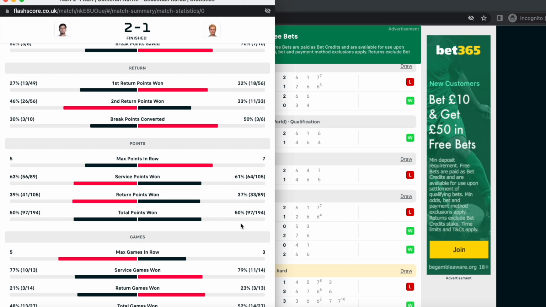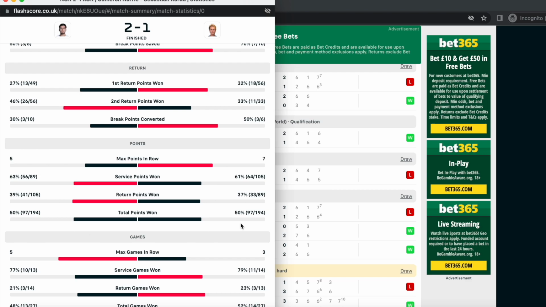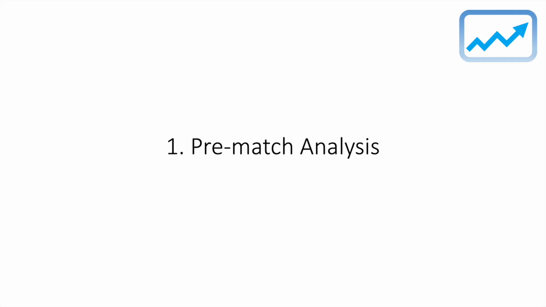So in your analysis, will that really go down as a loss? He's actually won 50% of the total points, which is quite incredible. So you can see just how important this stat is with pre-match analysis. But what about in-play analysis?